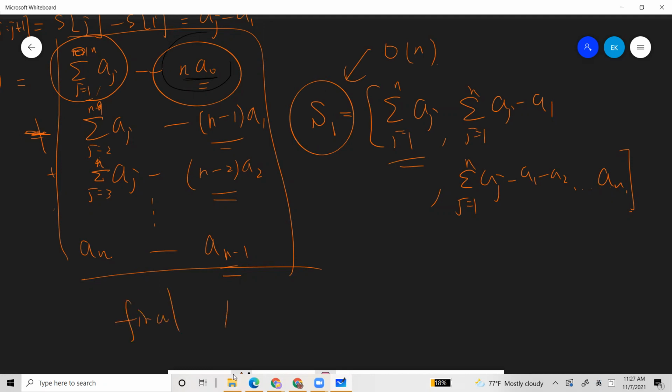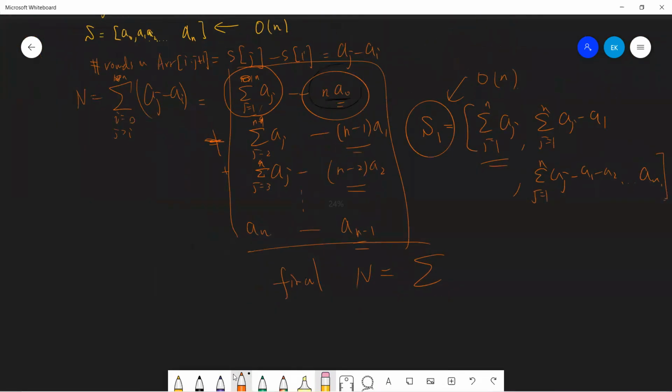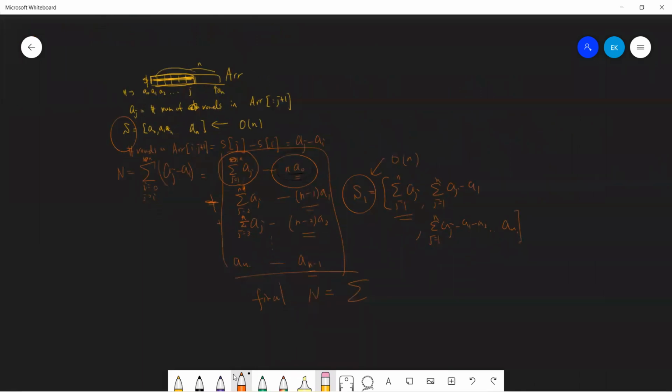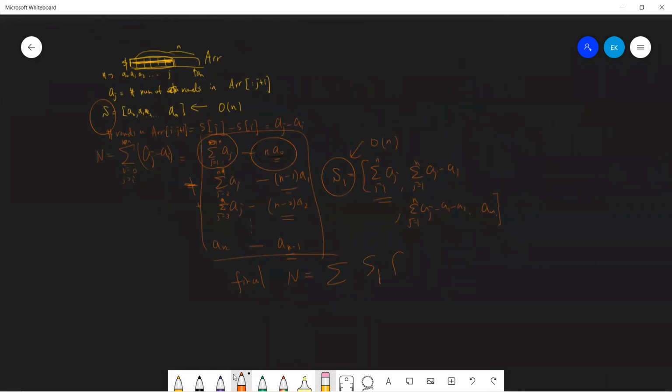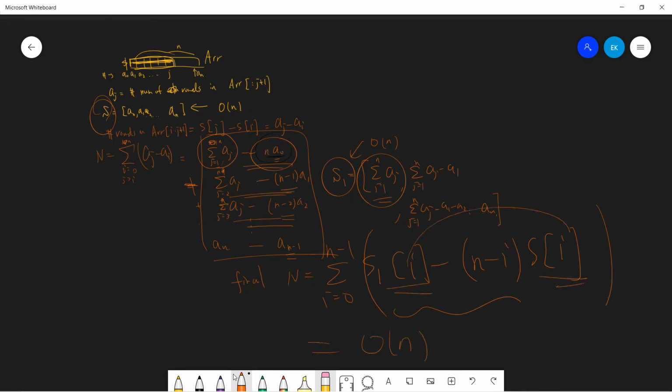So my final answer will be the summation over the two arrays, S1 and S. The answer is S1[i] minus (n minus i) times S[i], for i from 0 to n minus 1. This term minus this term. This is O(n) time, because computing these two arrays is linear and computing the final result is still linear.